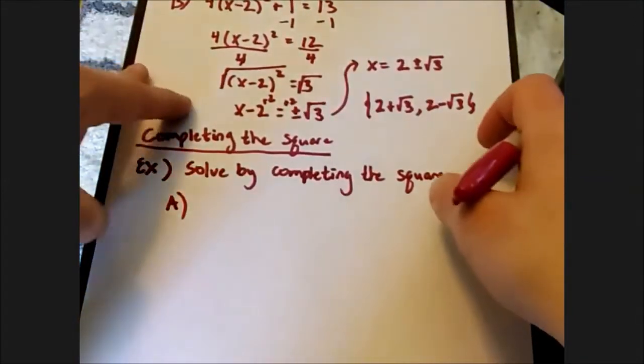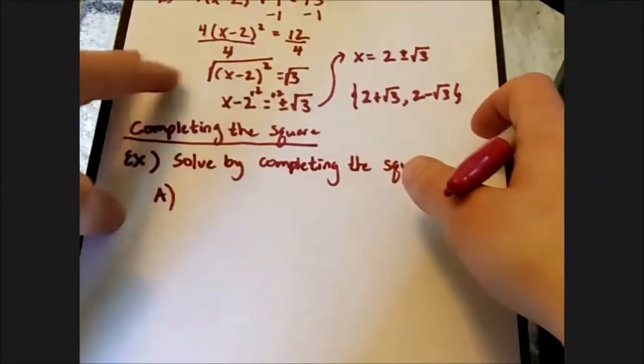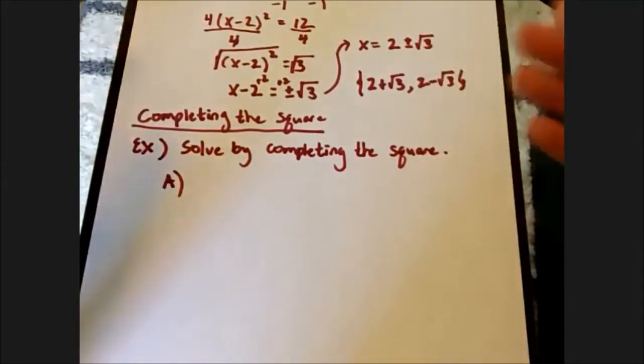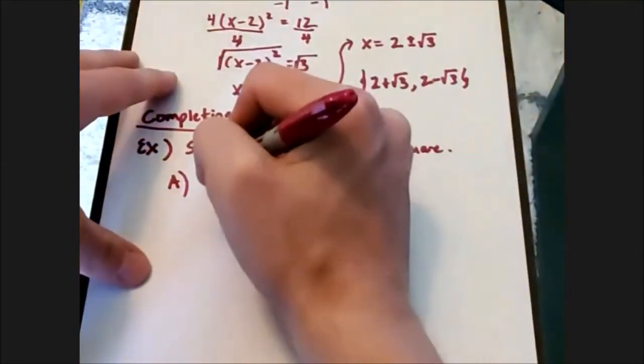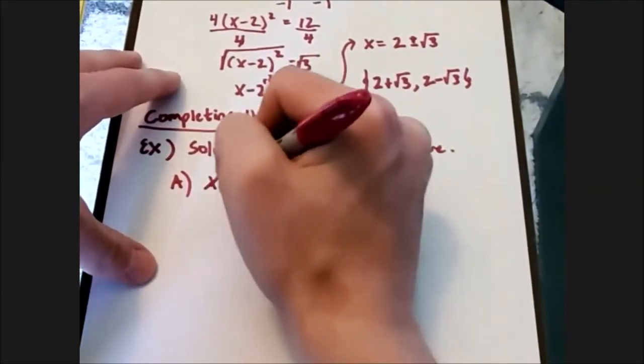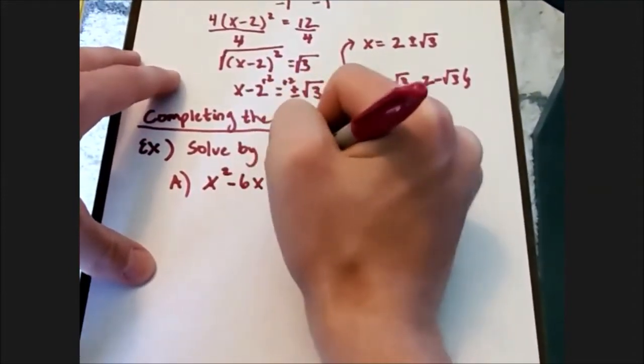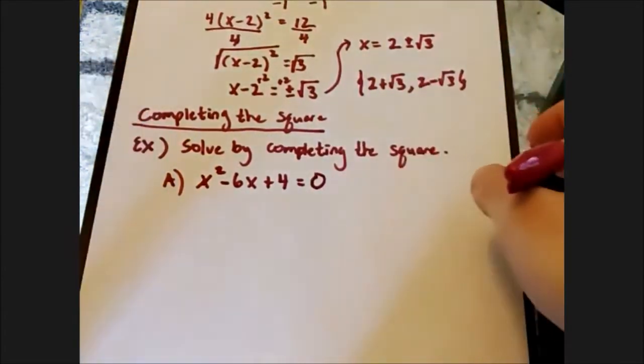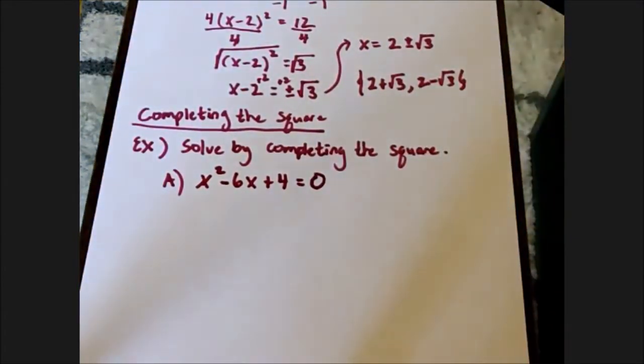So they give you the explicit instruction that tells you how to solve. Like I said before, it's probably in your best interest to go ahead and follow their directions on that. And we'll take a look at this guy. X squared minus 6x plus 4 equals 0.